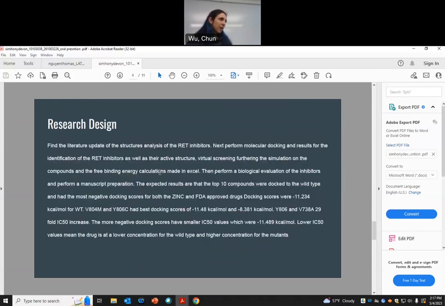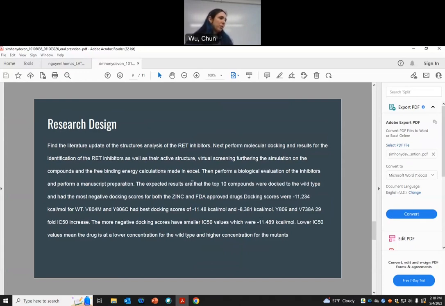So the research design was to find literature updates from the structure analysis of the RET inhibitors. Next, perform molecular docking and results for the identification of the RET inhibitors, as well as their active structure, virtual screening, and further simulation on the compounds, and the free binding calculations were made in Excel. Then perform a biological evaluation of the inhibitors and perform a manuscript preparation.